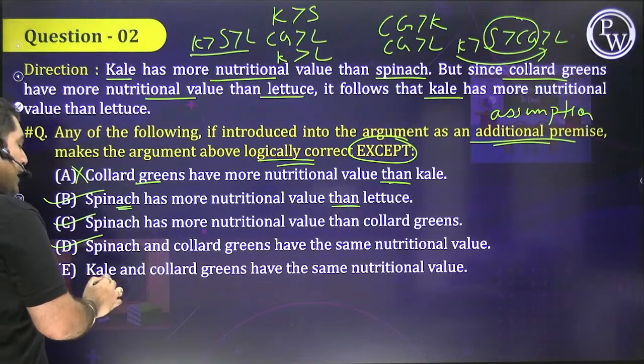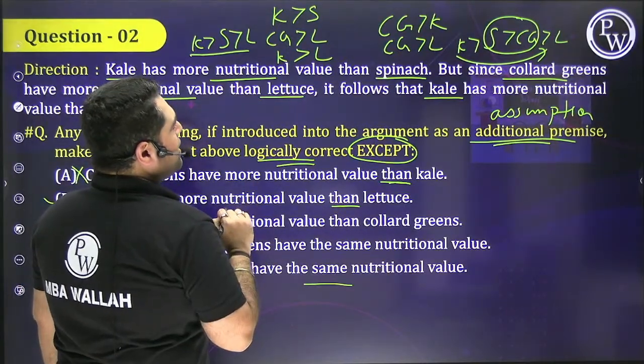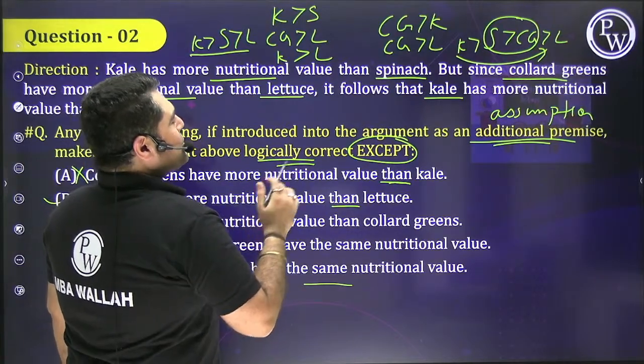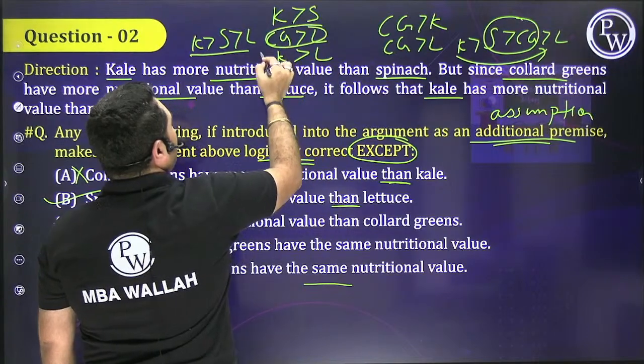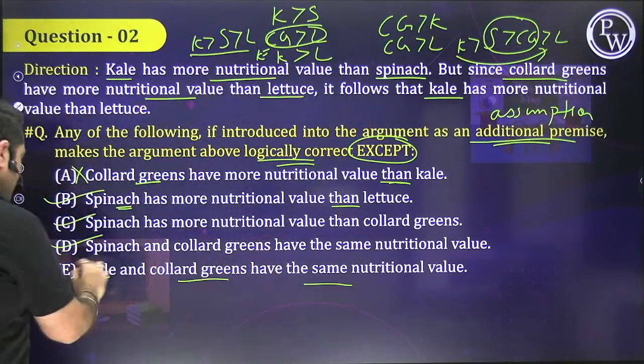Last, kale and collard greens have the same nutritional value. Interesting. Okay? Now kale and collard greens. People, okay? So anyways, collard greens is greater than lettuce. If kale and collard greens are the same, kale is greater than lettuce. So people, even this is value adding.